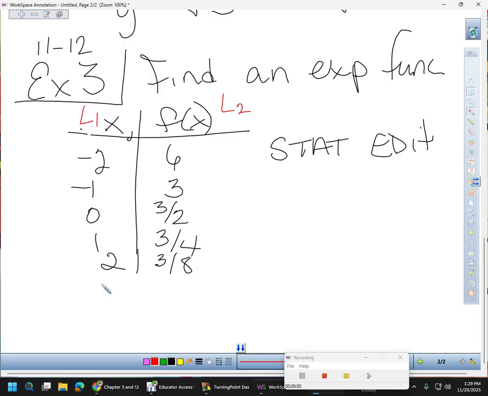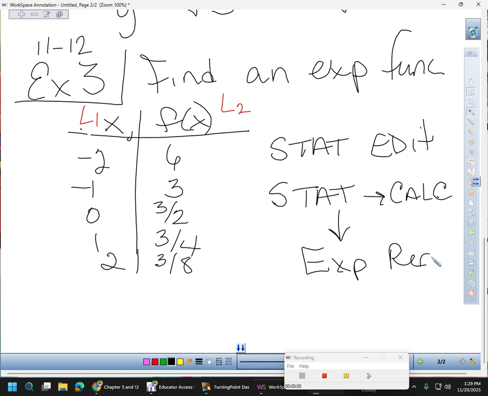So we type in list 1. You type in list 2. Then you go back into stats, over to calculate, and down to exponential reg.